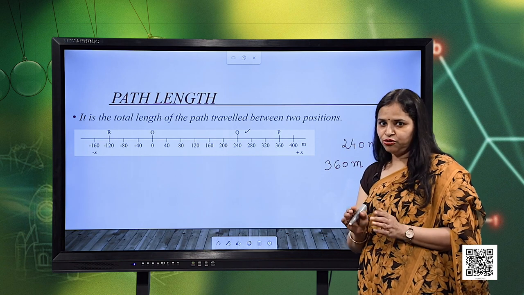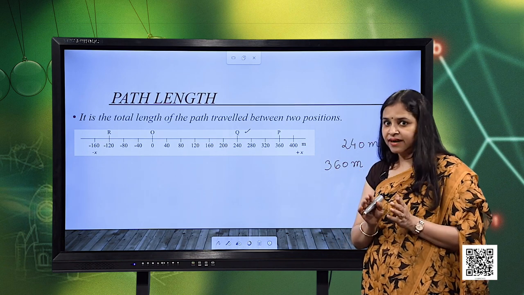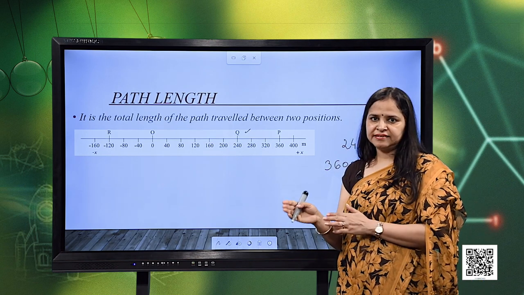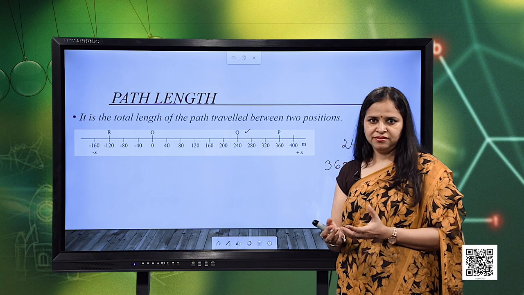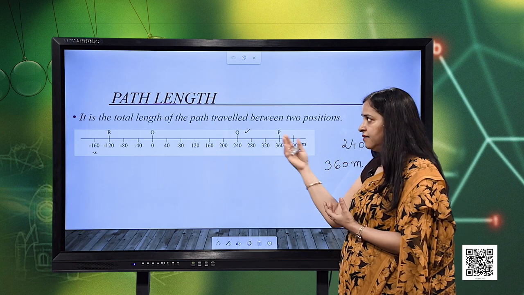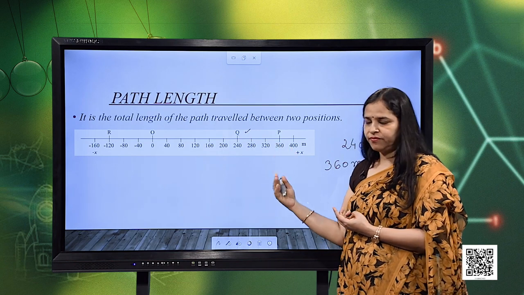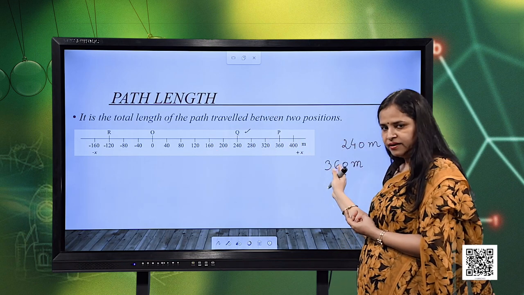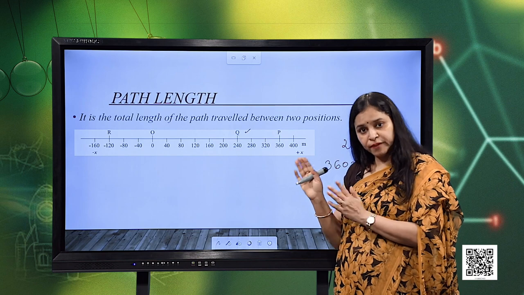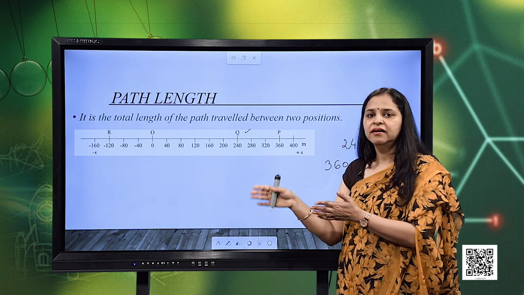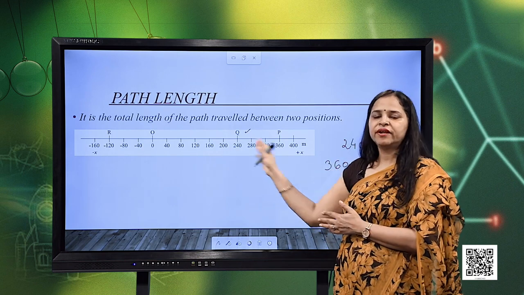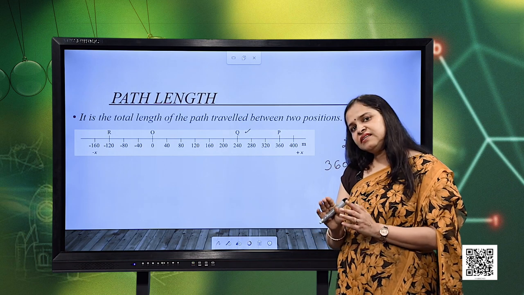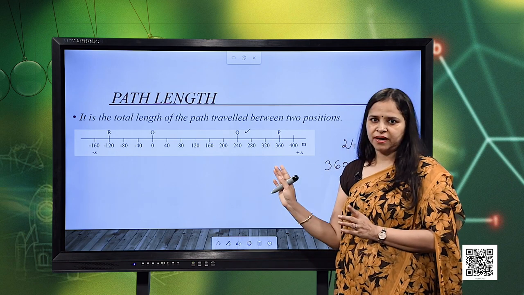So again, we need to understand this. For the distance, we need just to consider the magnitude, the quantity which has been traveled. We need not consider any sign when we denote the distance, right? In position, we specify the plus and the minus sign with reference to the origin. But when we talk about the distance, we are not concerned about the sign. We just need to go on measuring the length of the path traveled.